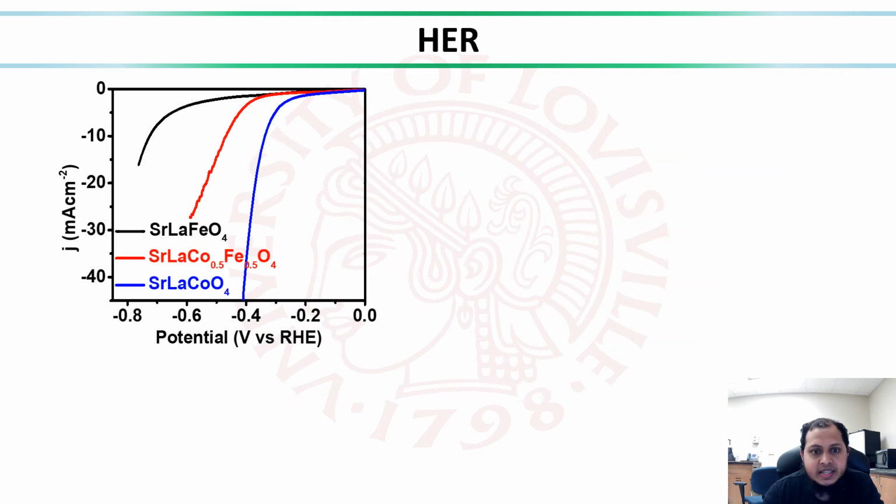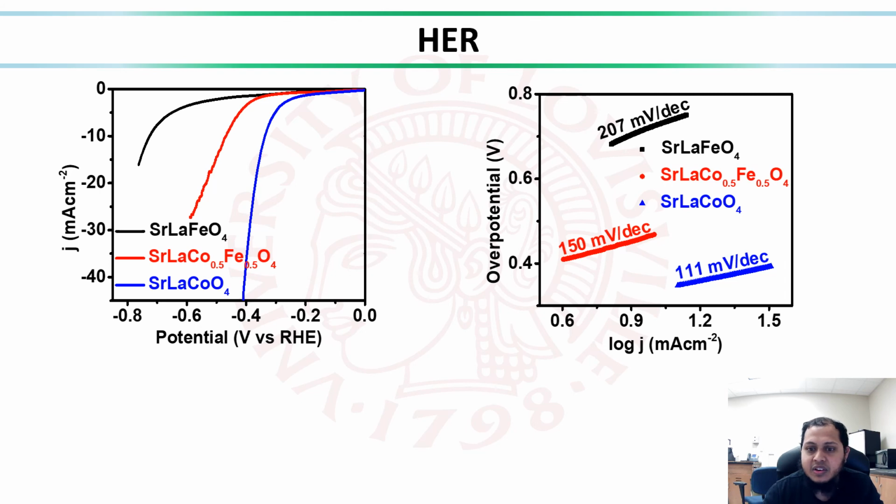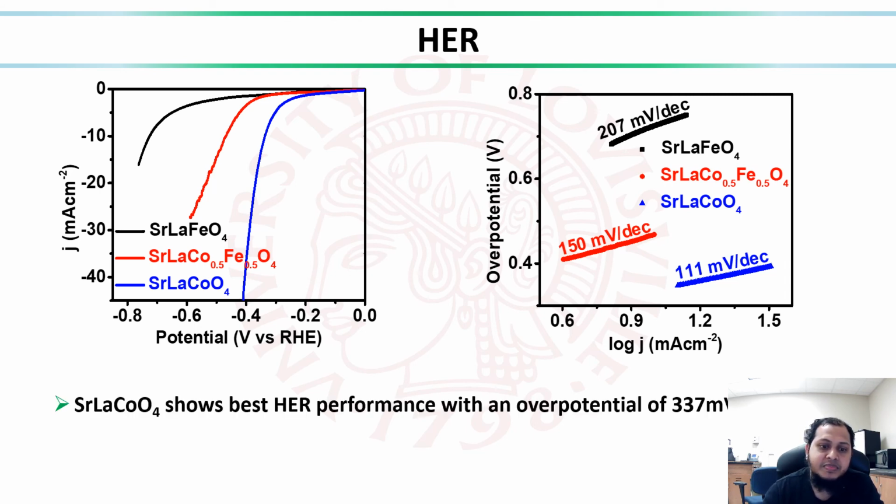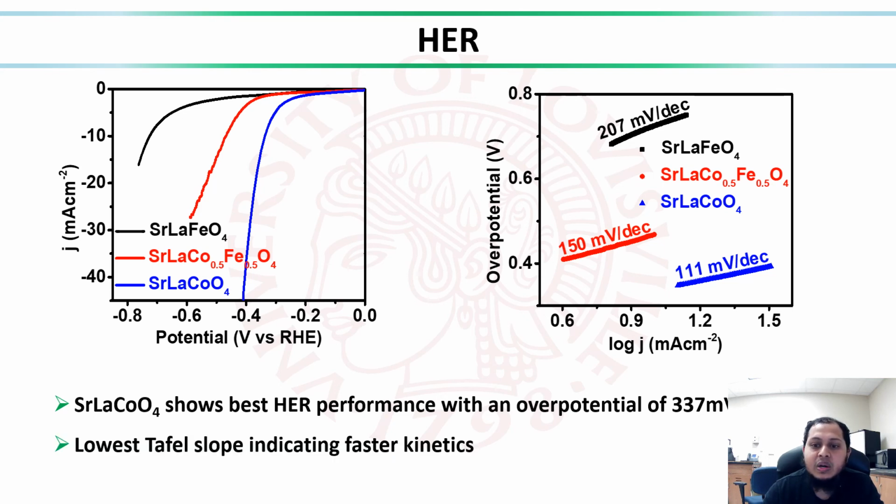For the HER reaction, here is the polarization curve, and here is the Tafel plot, and we can see strontium lanthanum cobalt O4 has the best HER performance with an overpotential of 337 millivolt. The lowest Tafel slope of strontium lanthanum cobalt O4 indicates faster kinetics. And here you see the trend of catalytic activity in HER is the same as in OER, so we can describe the same descriptor for HER and OER.